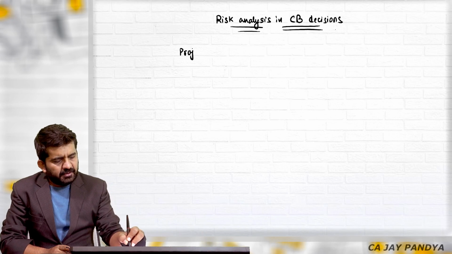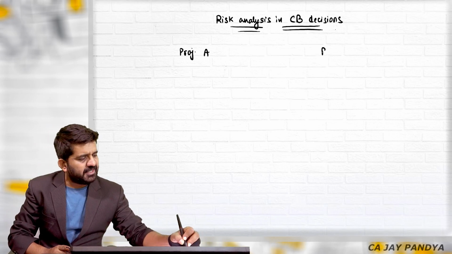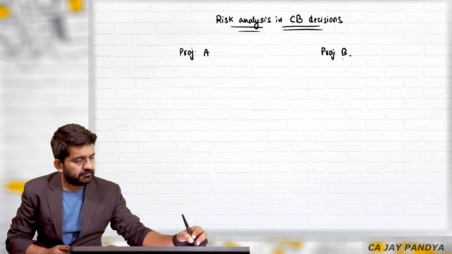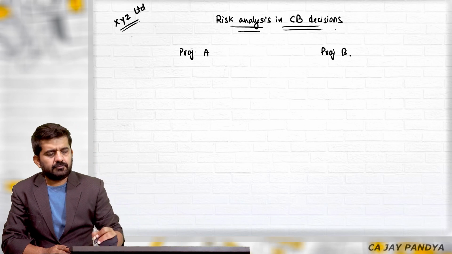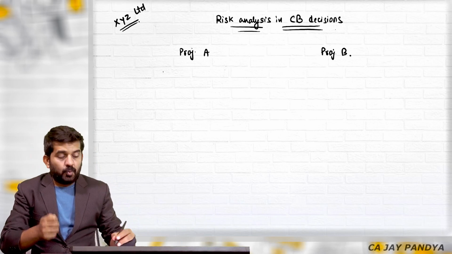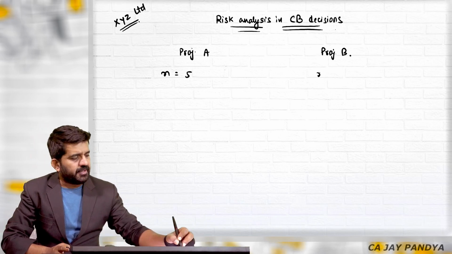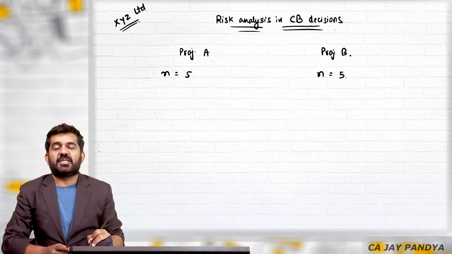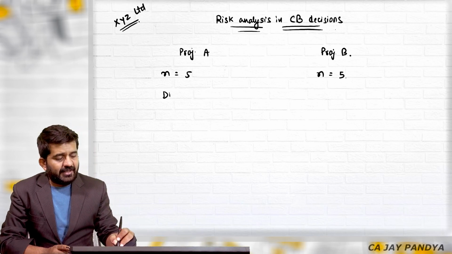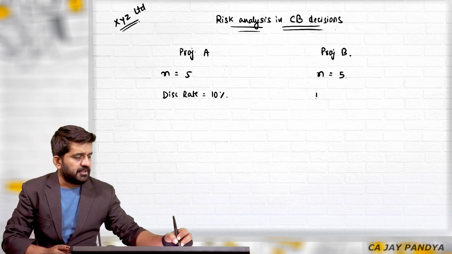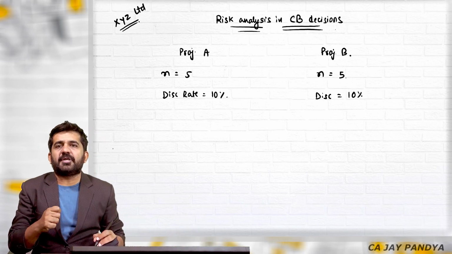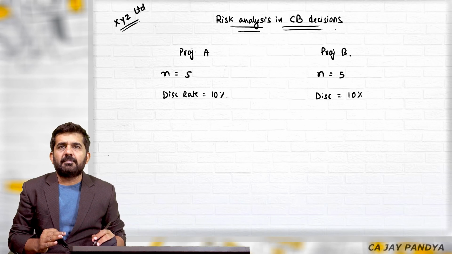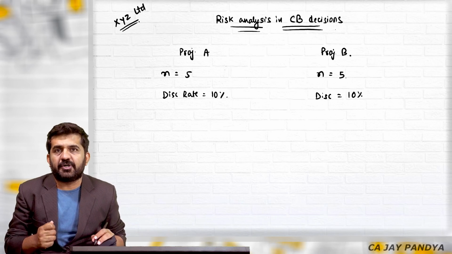For a company, say XYZ Limited, there are two projects available, Project A and Project B. The number of years in Project A is 5 years, and in Project B it is also 5 years. Their discount rate, the required rate of return, is 10%, because their cost of capital is 10%. They want a minimum of 10% rate of return on their investment.